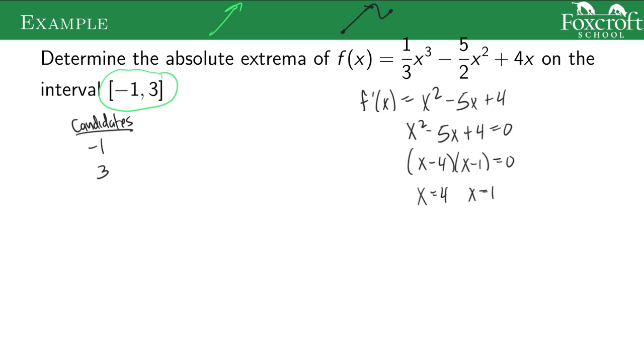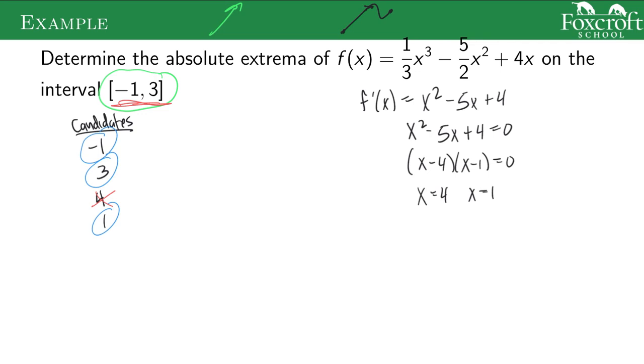So these are two more candidates for where my absolute max or min can happen because they can also happen at critical points. So 4 and 1. But actually I can take away one of these. I don't care about 4 being a candidate because it's not in the place that I care about. It might be a high value for my function, but it's after the point I care about. So I have 3 possible candidates for where my function could have a max or min.